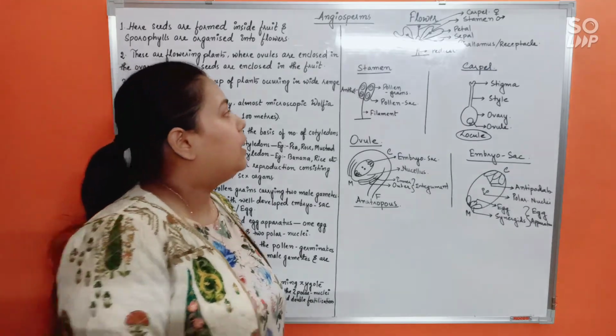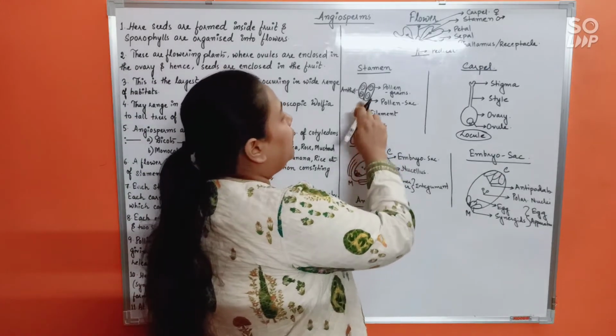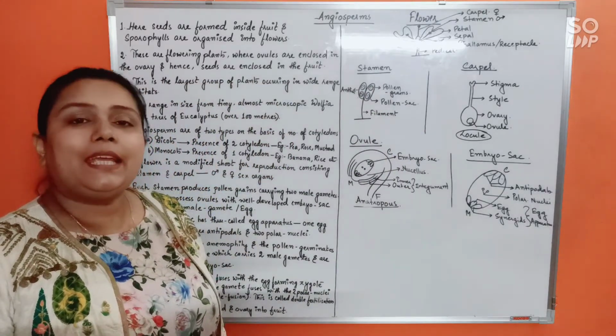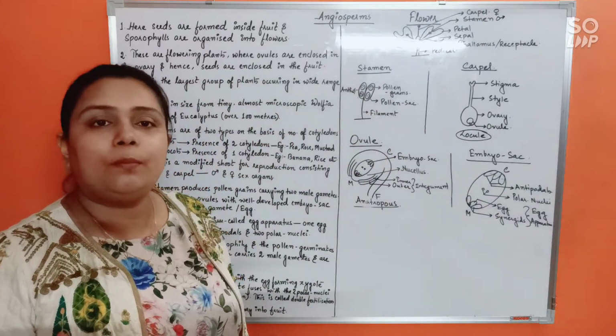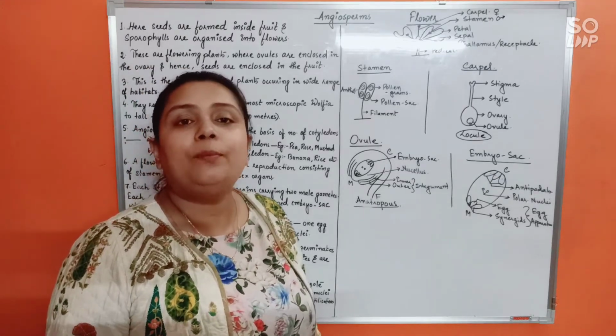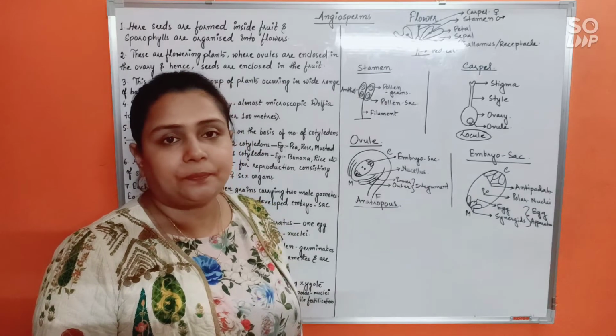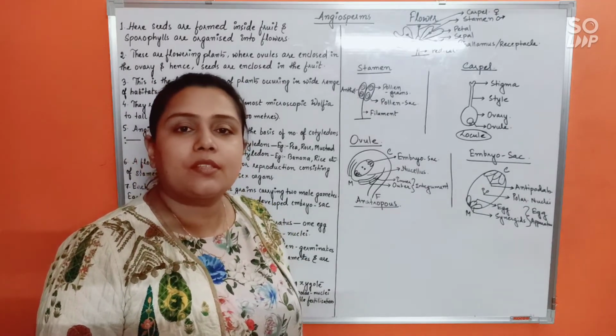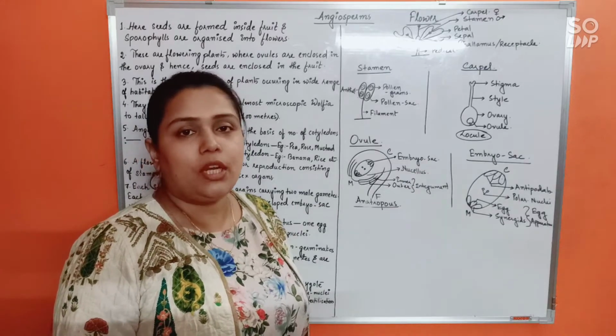Okay. Now, stamen consists of a filament and anther. The anther has 2 lobes, and each lobe will have 2 chambers called pollen sacs, inside which by meiosis haploid pollen grains will be produced. And each pollen grain will carry 2 male gametes, which will lead to fertilization later on.